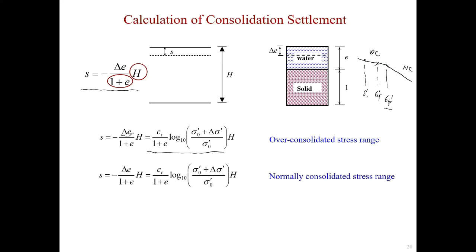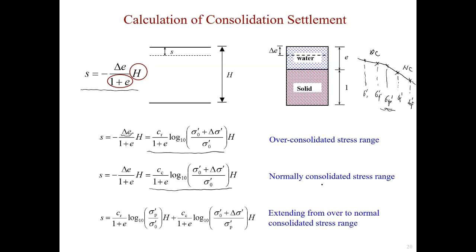And for the second one, let's say now my initial effective vertical stress comes from here. That will be the sigma 1 prime. And my final vertical effective stress comes from here, sigma f prime. So both sigma 1 prime and sigma f prime are greater than the sigma p prime. Then we use the second formula, this one, because that's all the normally consolidated stress range.